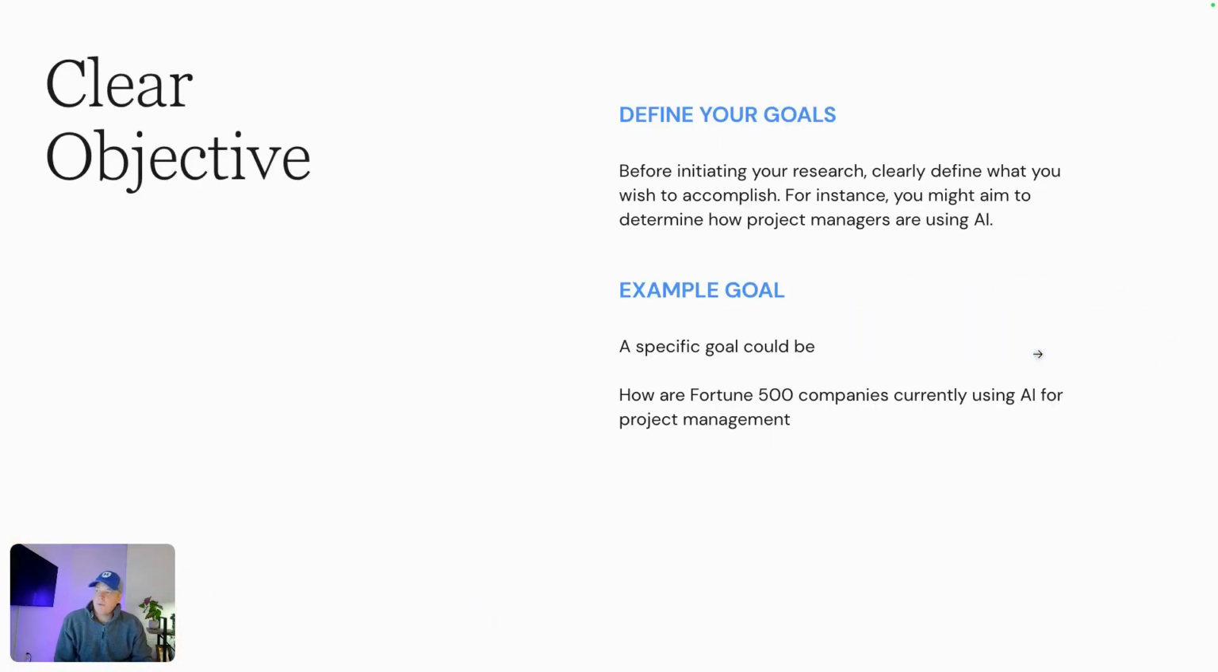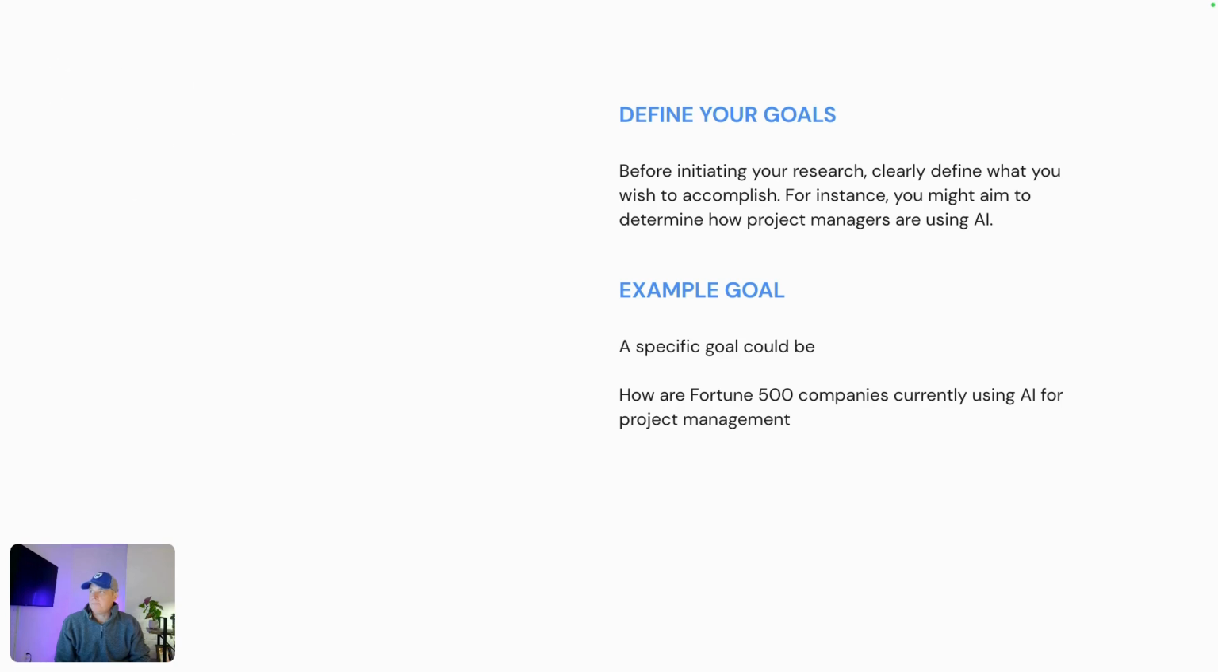Before initiating your research, clearly define what you wish to accomplish. A goal. For instance, you might aim to determine how project managers are using AI. Be specific. How are Fortune 500 companies currently using AI for project management?